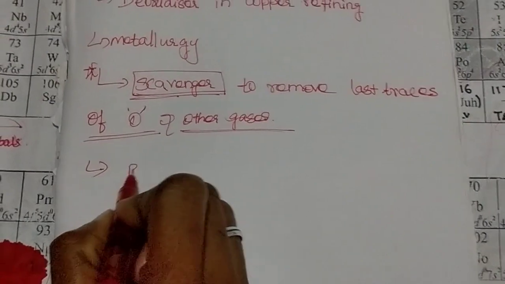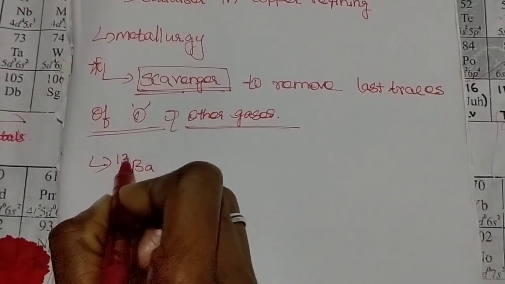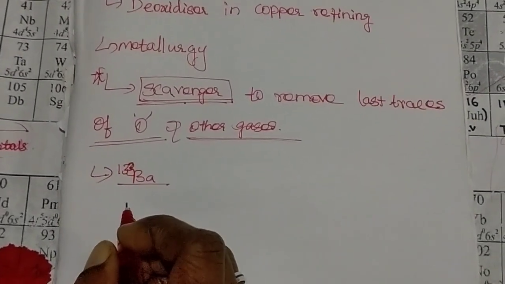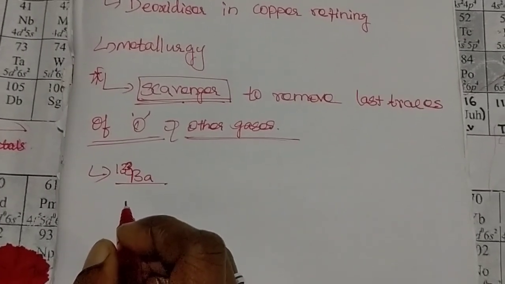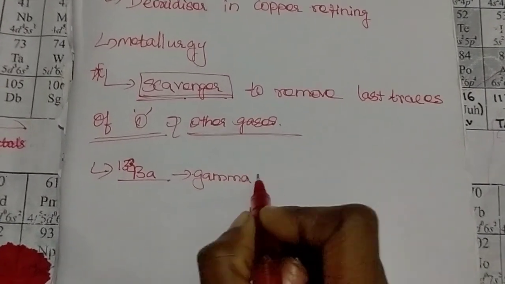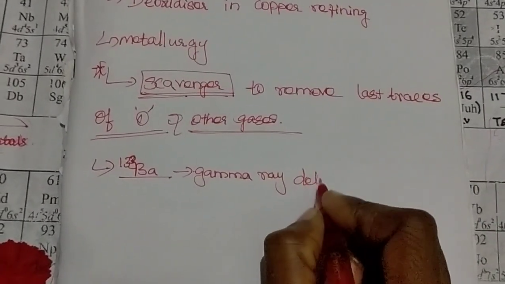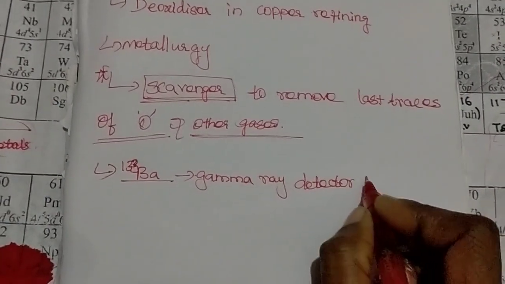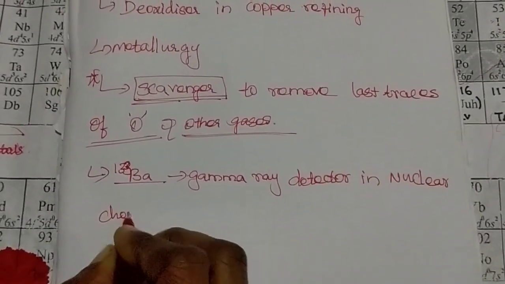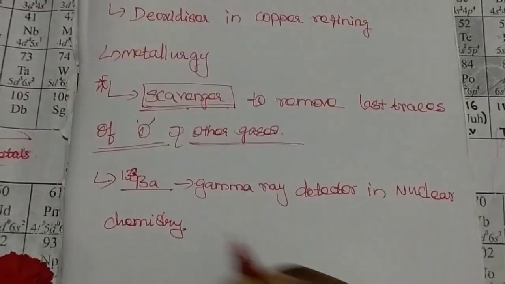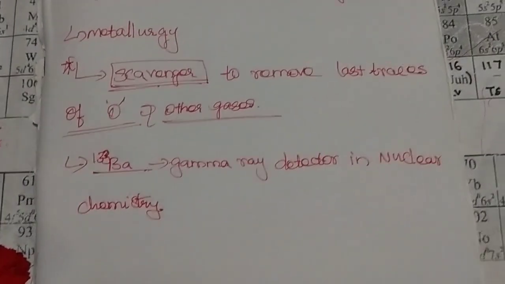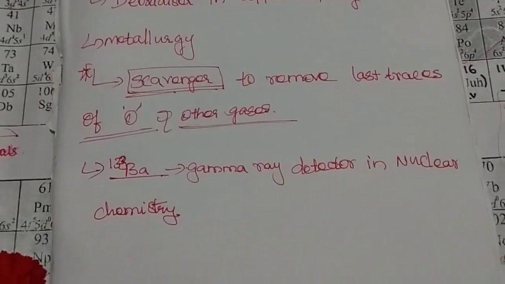Barium isotope, barium-133, is an isotope of barium. This isotope is used as a gamma ray detector in nuclear chemistry. We use this barium-133 isotope in nuclear chemistry. So these are all the uses of barium.